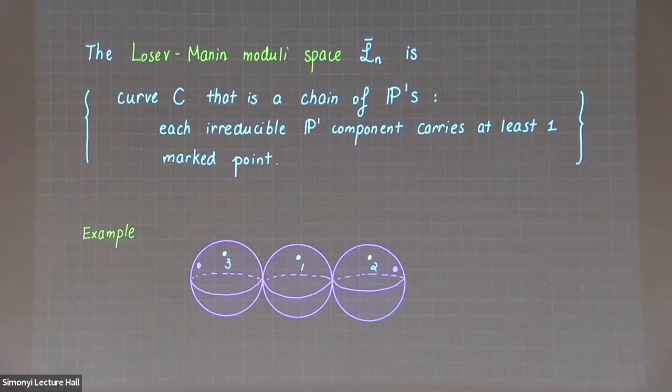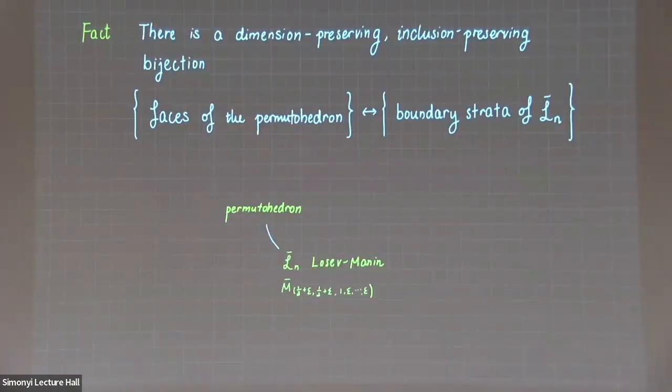So when n equals 3, I'm allowed to distribute 3 points. In this example, all the points are separated, living on separate P1s, but you can also imagine a situation where you only have two P1s and two of the points live on one of them. And then another scenario is where you only have one P1 and everybody lives there.